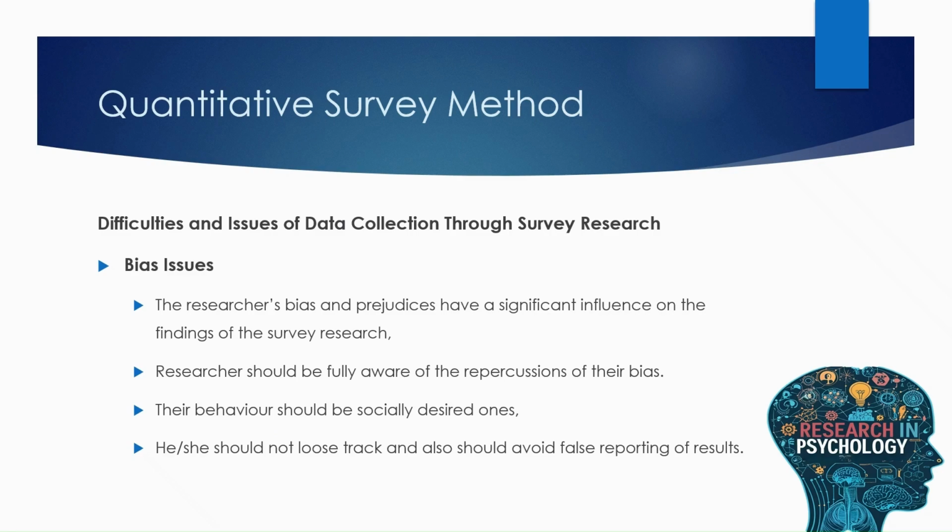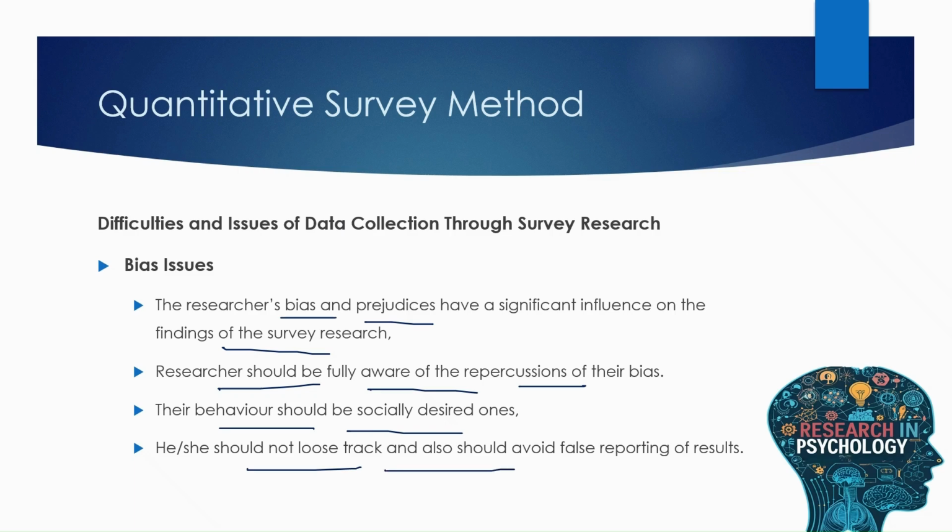Then there can be bias issues. Now, the researcher's bias and prejudice have a significant influence on the findings of the survey research, right? Which is very true. So the researcher should be fully aware of the repercussions of their bias. Their behavior should be socially desirable, right? He or she should not lose track and should also avoid false reporting of the results. So the researcher should keep all personal beliefs, biases and prejudices aside before going on for something like survey research.